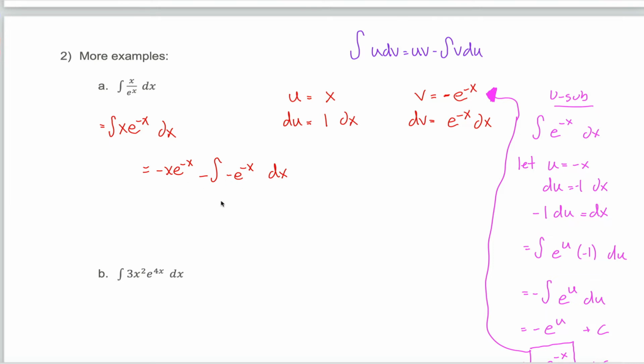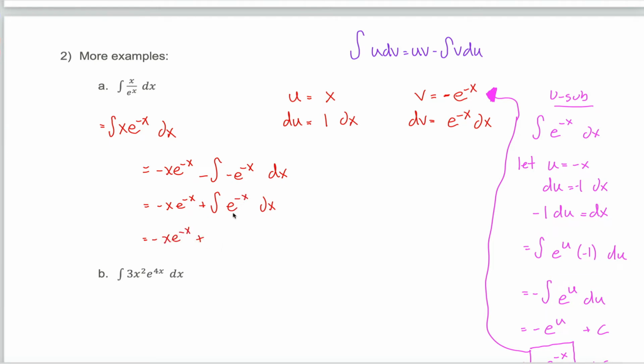The good news is this is an integral that can be cleaned up a little bit and then evaluated. I get negative x e to the negative x, and then I can bring this constant of negative 1 out in front to make this plus the integral of e to the negative x dx. I've changed this integral, x e to the negative x, which is really challenging, into this integral, e to the negative x, which is not nearly as challenging. If I could figure out that integral, I'd be done with the problem.